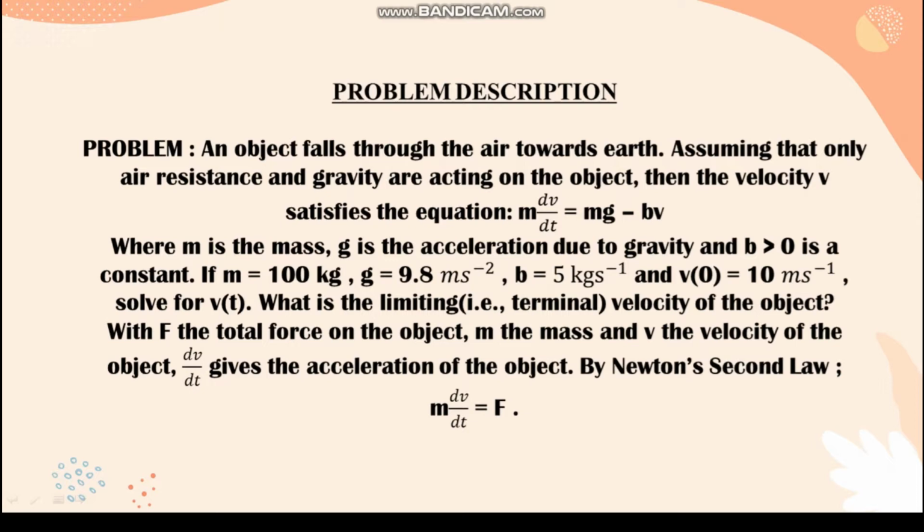If m is 100 kg, g is equal to 9.8 ms^-2, b is equal to 5 kgs^-1, and v(0) equal to 10 ms^-1, solve for v(t). What is the limiting or terminal velocity of the object?